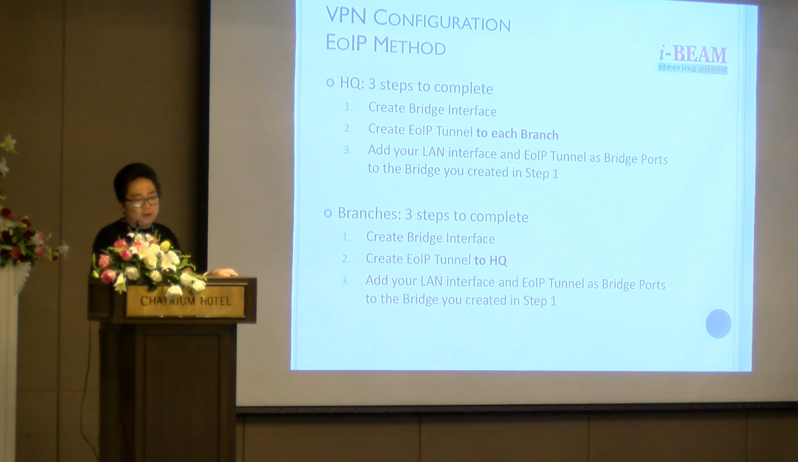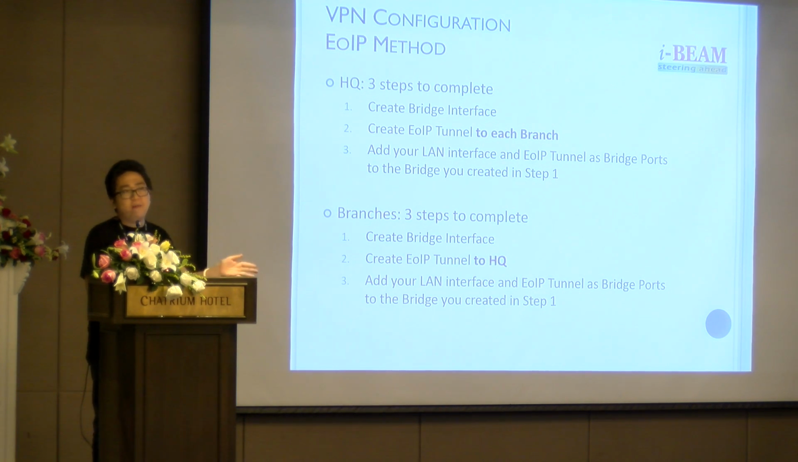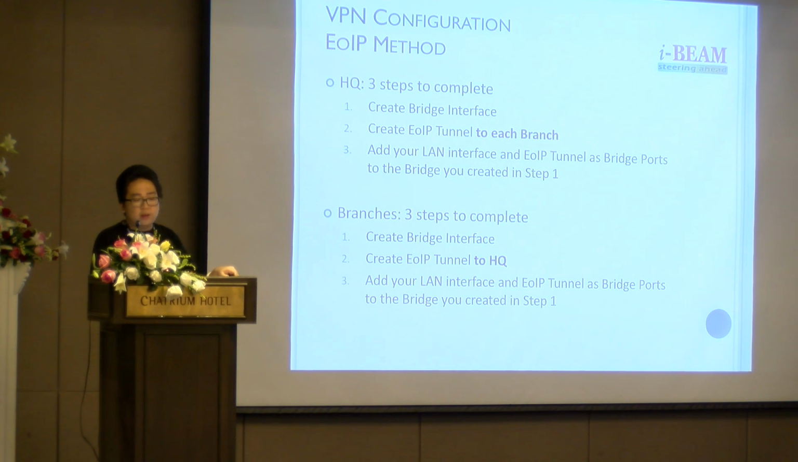But you need to repeat 99 times if you have 99 remote locations. The branches also have 3 steps. You can say it is exactly the same as the headquarters. You just need to create a bridge, create the EoIP tunnel back to the headquarters, and then add the EoIP interface and the LAN port into the same bridge that you created in step number 1. So for the EoIP solution, you need 3 steps at headquarters and 3 steps at the branch office. But you need to repeat it for every branch.